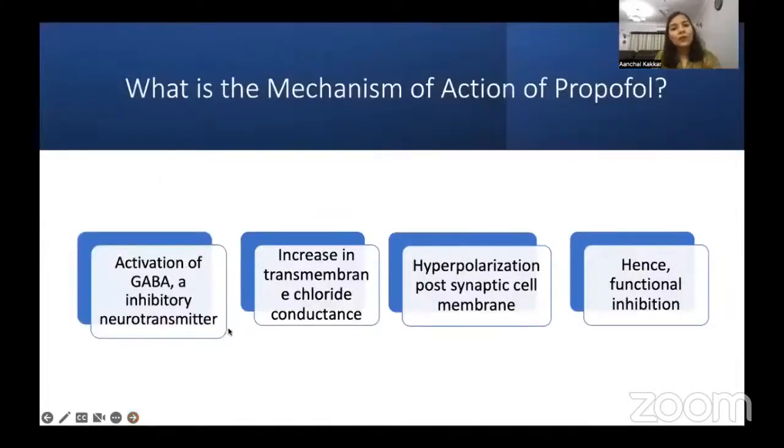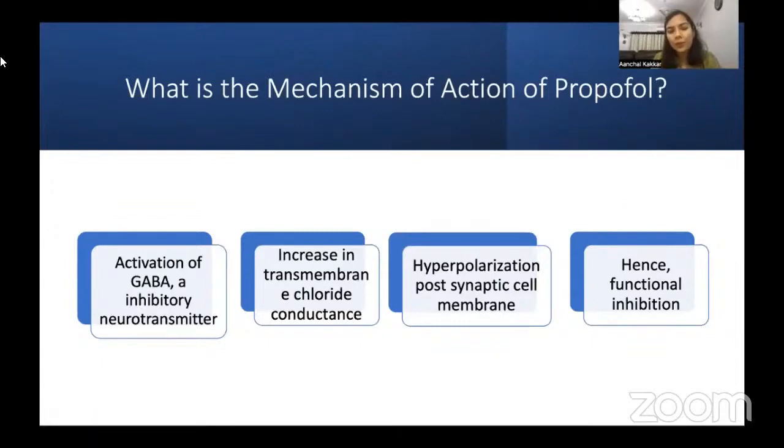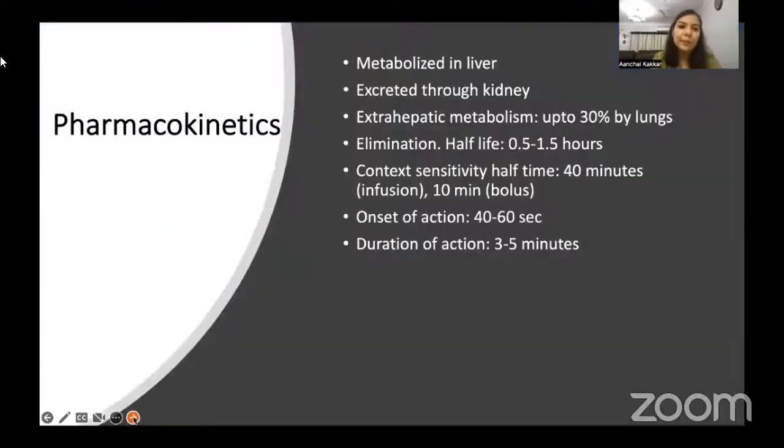So what is the mechanism of action of propofol? We all know all IV induction agents act through the activation of GABA receptors. GABA is the inhibitory neurotransmitter, and there is an increase in the transmembrane chloride conduction. So there is hyperpolarization of the postsynaptic cell membrane, and there is functional inhibition. Almost all, etomidate and thiopentone also, act through a similar mechanism.